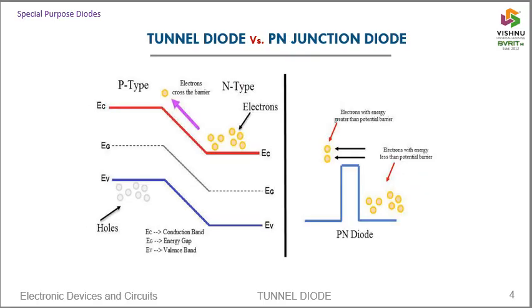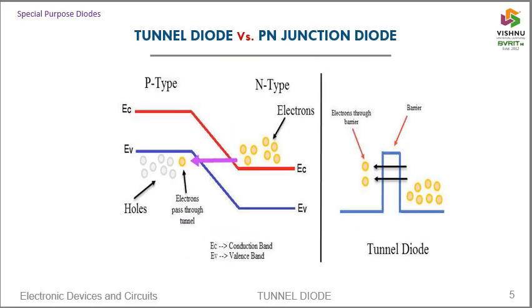Let us compare the tunnel diode with a normal PN junction diode. The tunnel diode is heavily doped, while the PN diode is moderately doped. The depletion region is very thin in the tunnel diode. The tunnel diode shows negative resistance, which is not present in normal diodes. It operates at much higher speeds. Because of these differences, tunnel diodes are used in specialized applications.